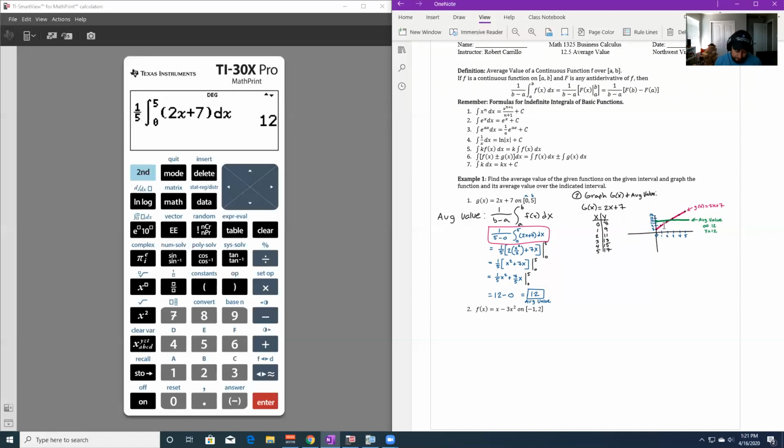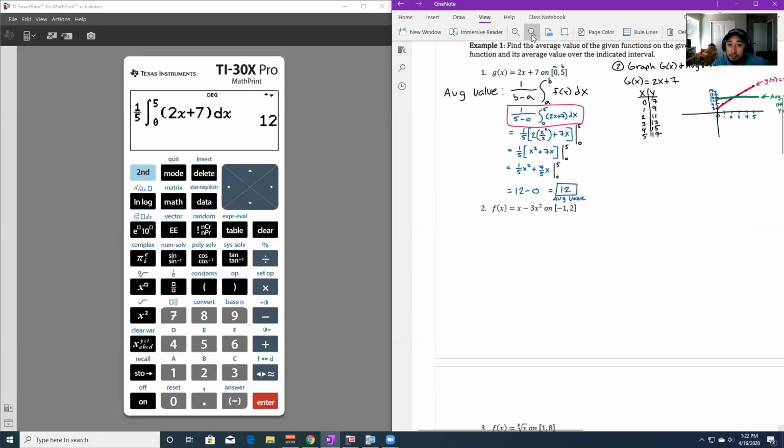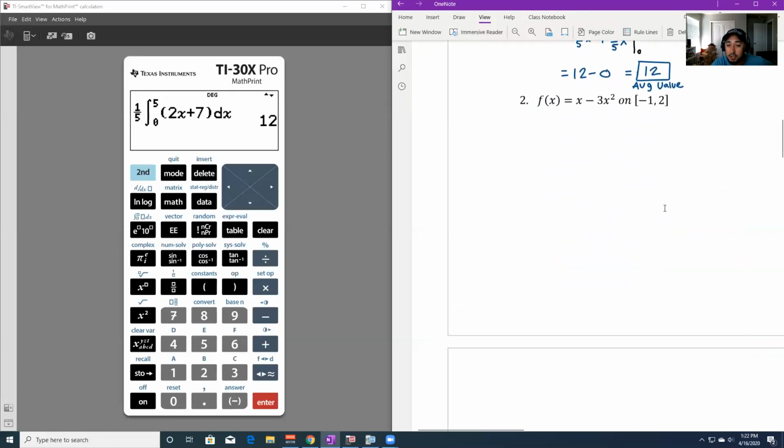All right. Let's do it again. So, number 2. Same setup. Average value. So zoom in again. That should be good enough. And -1 will be A, 2 will be B. All right. So here's our setup. So we're going to have average value.